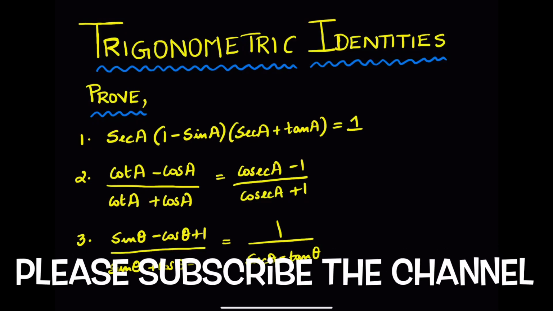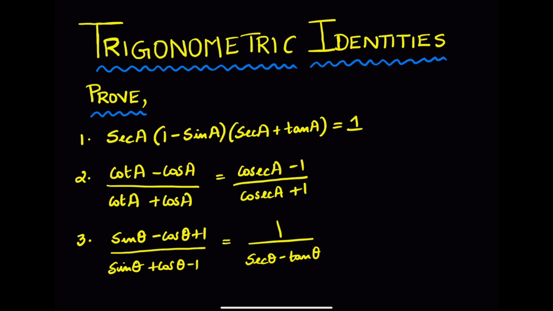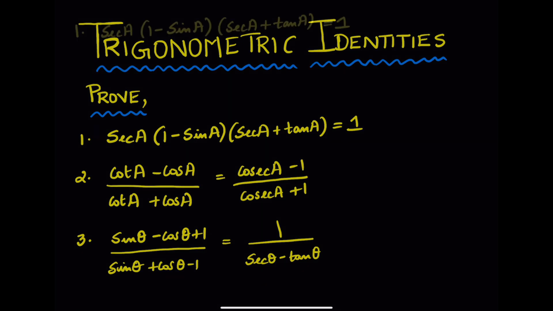In this video, we will try to prove the trigonometric identities shown below. We are going to solve these three identities using the fundamental Pythagorean trigonometric identities, which are sin square theta plus cos square theta is equal to 1, 1 plus tan square theta is equal to secant square theta, and 1 plus cot square theta is cosecant square theta.